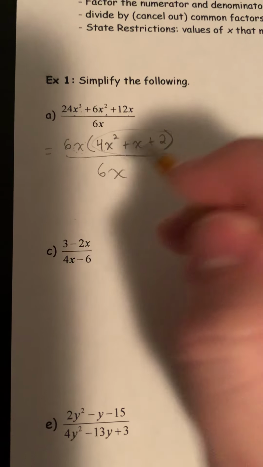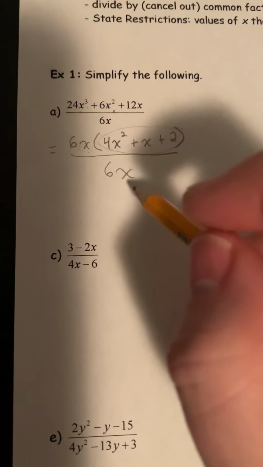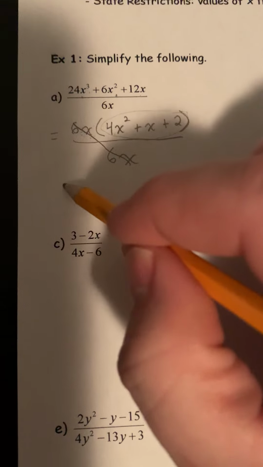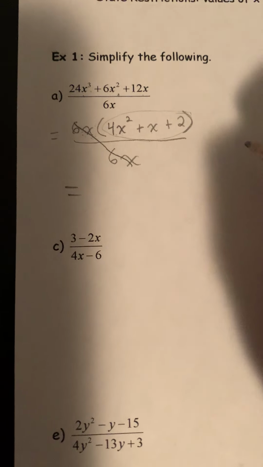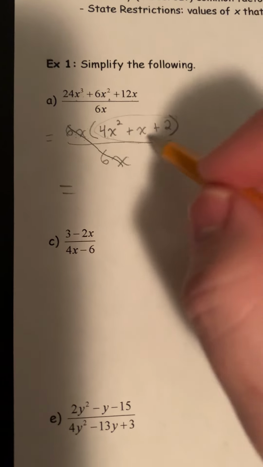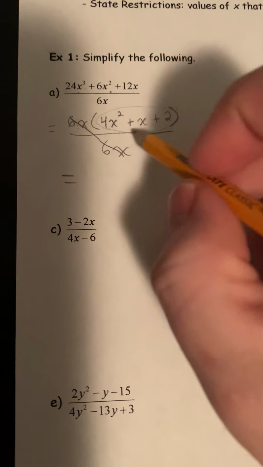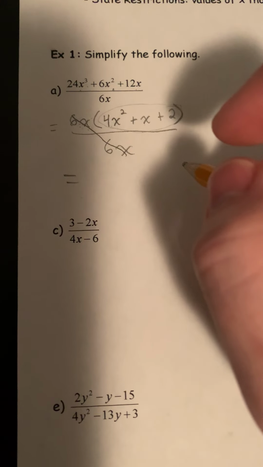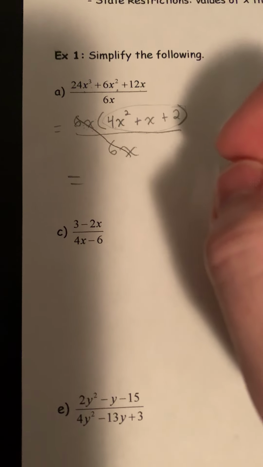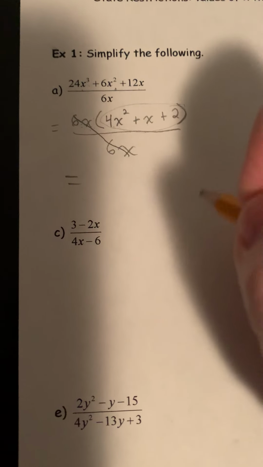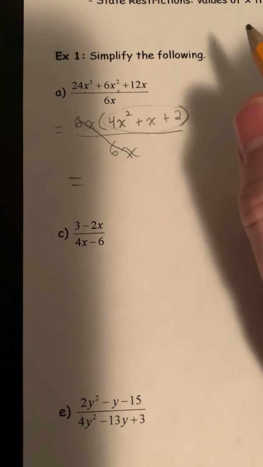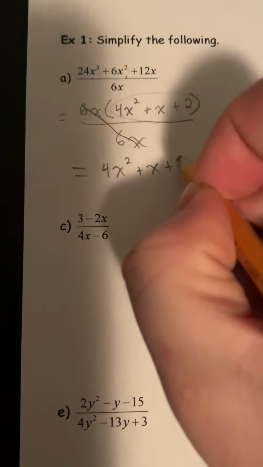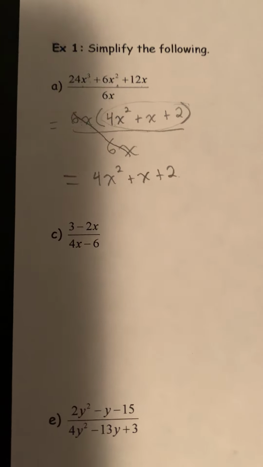Sorry, this is 6x. Actually, before we do that, what we could do is cancel out the 6x and the 6x. So this is going to cancel out. So we're left with just this trinomial here. So this is a complex trinomial, so we're going to factor it. So let's see. 2 and 2, 4 and 1. I don't think we could factor it. No, so it's just going to be 4x squared plus x plus 2. So we can't factor it any further.